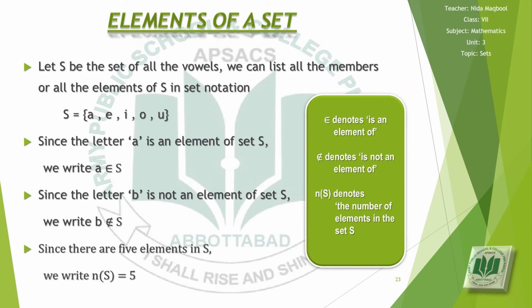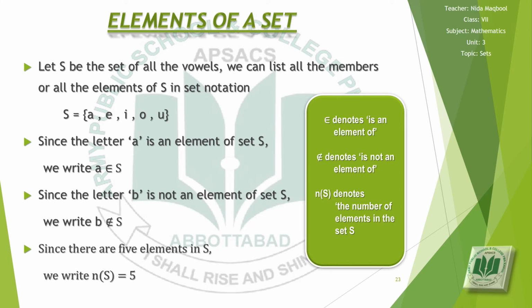Elements of a set. The objects used to form a set are called its elements or its members. Generally, the elements of a set are written inside a pair of curly braces and are separated by commas. The name of the set is always written in a capital letter and the elements are denoted with small letters. Let's say S is the set of all the vowels. Now we can list its members in set notation as {a, e, i, o, u}.